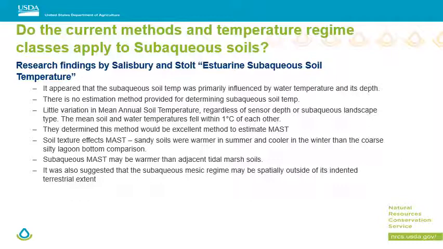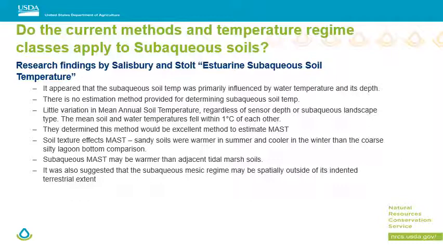They found it was an excellent method to estimate the subaqueous mean annual soil temperature, and that the texture actually affects the temperature. Sandy soils seem to be warmer than the coarse silty soils nearby, and the subaqueous temperature may be warmer than the actual tidal marsh temperatures. And they also mentioned the mesic regime may be outside of the intended extent.